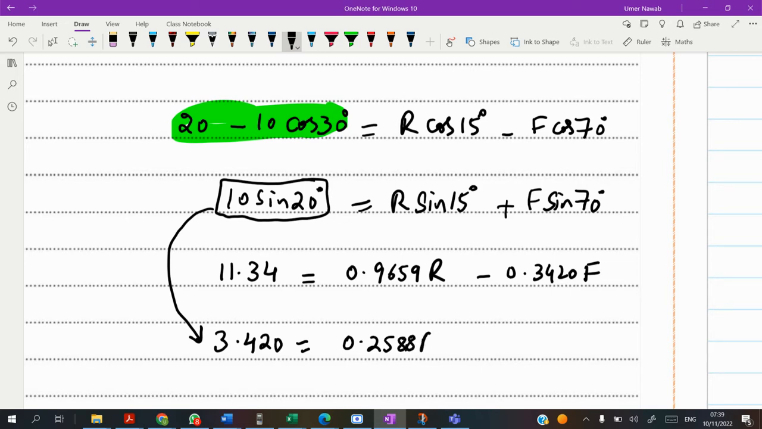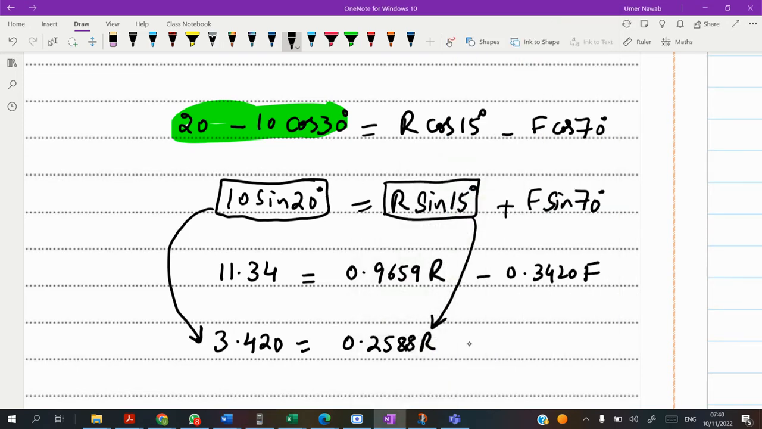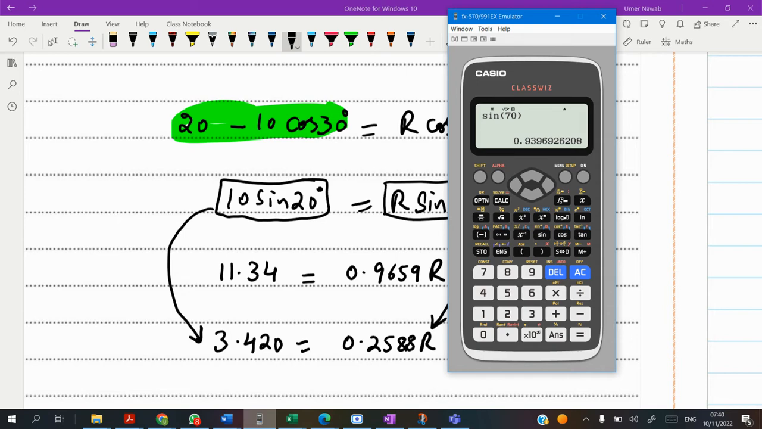0.2588 R. I'm talking about this. So this is simplified to this form. Now sine 70, I got 0.399397. Right, guys?